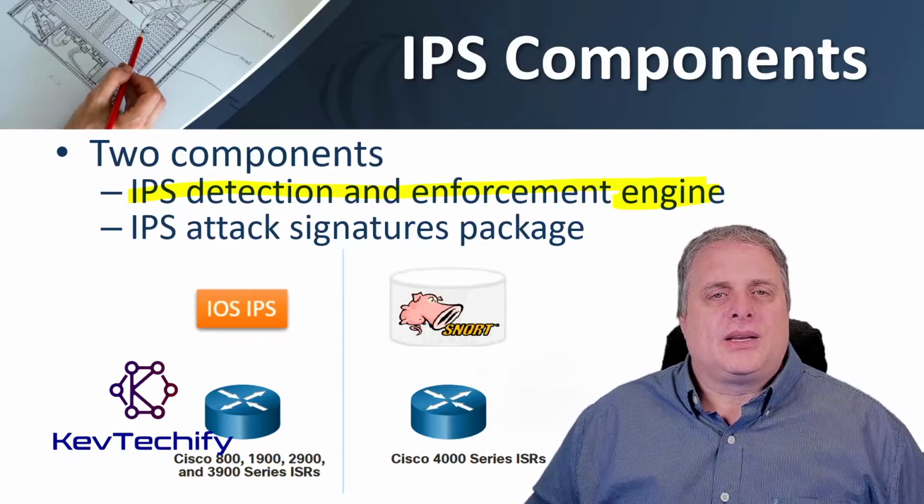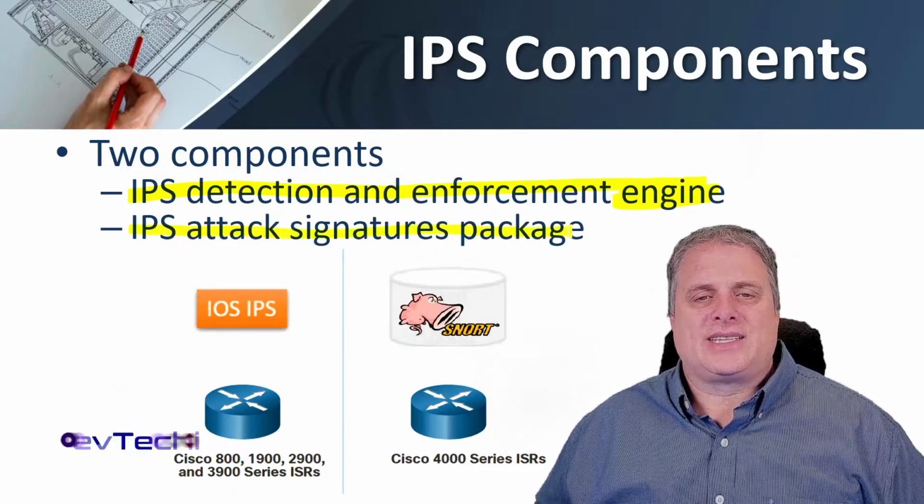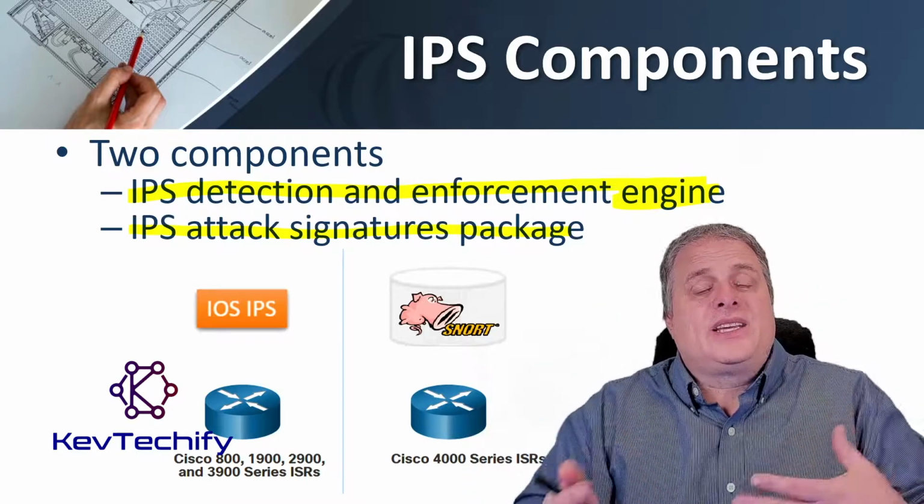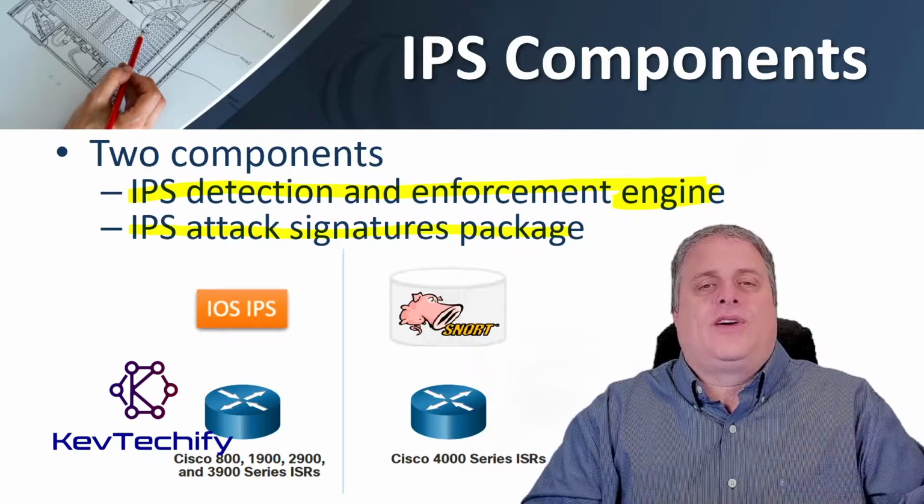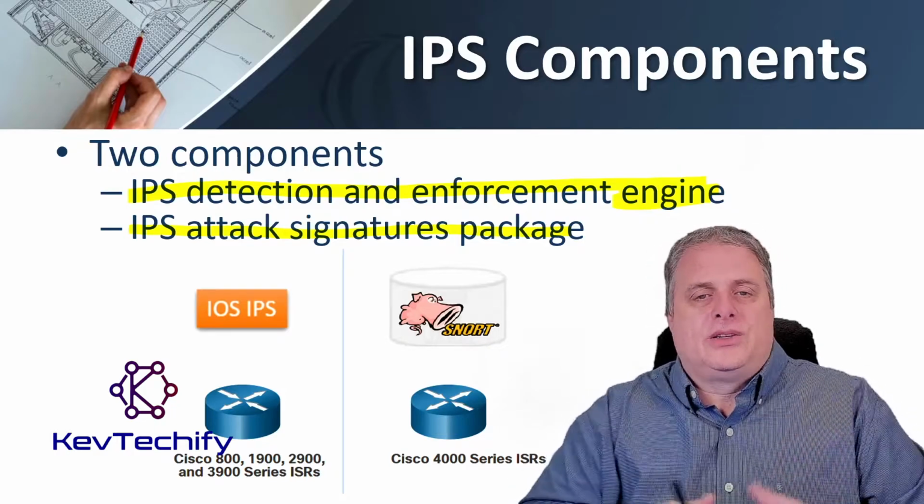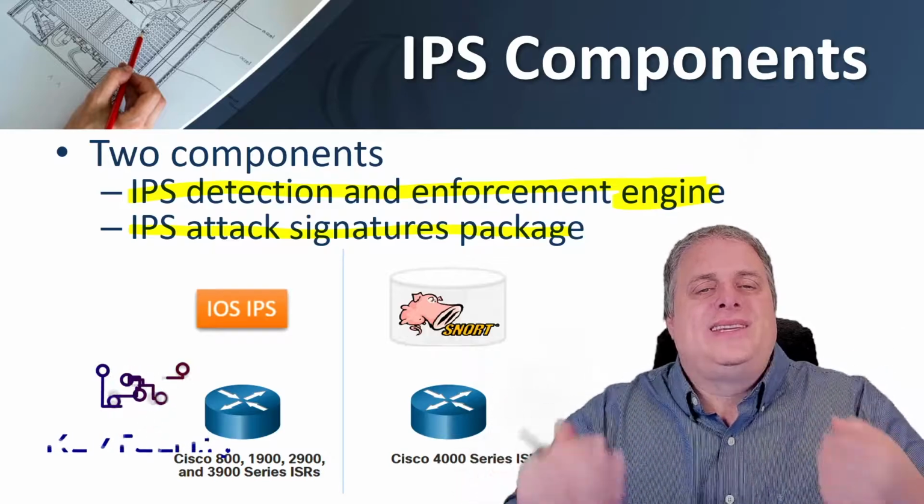The second component is the IPS attack signatures package. This is a list of known attack signatures that are contained in one file. The signature package is updated frequently as new attacks are discovered. Network traffic is analyzed for matches to these signatures.